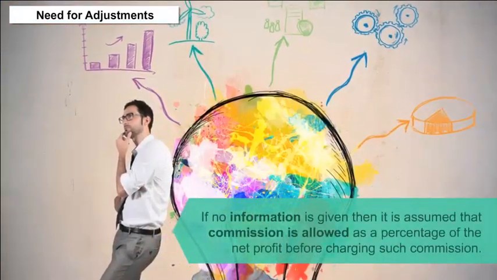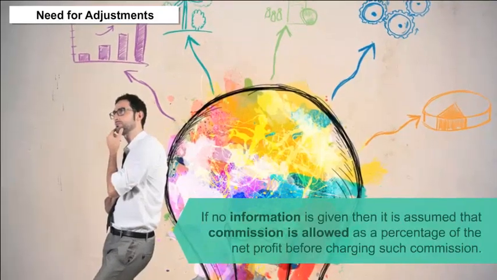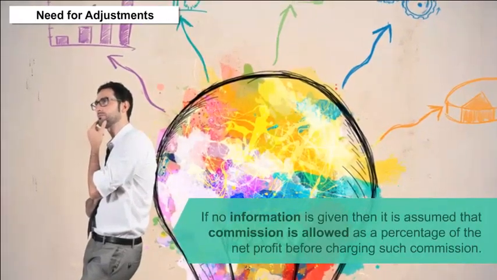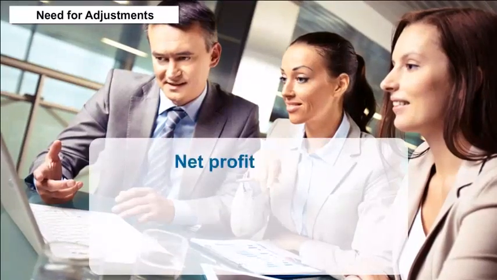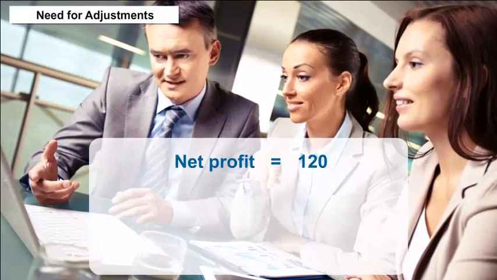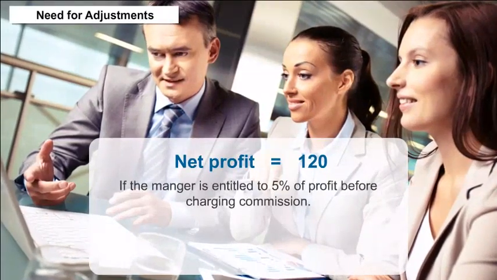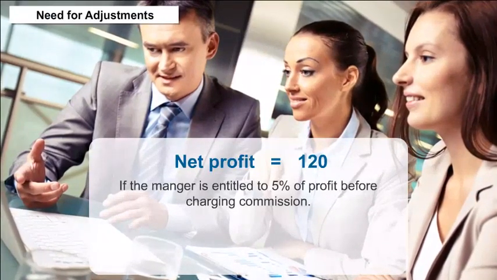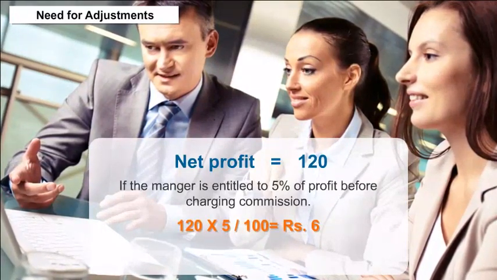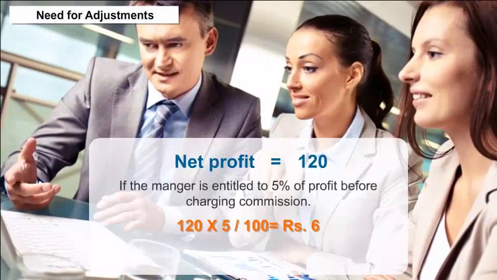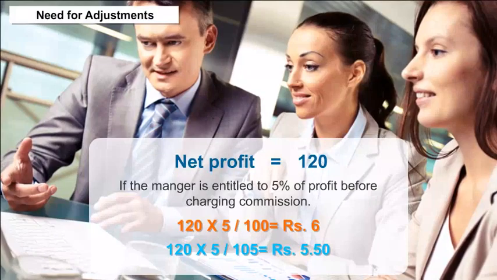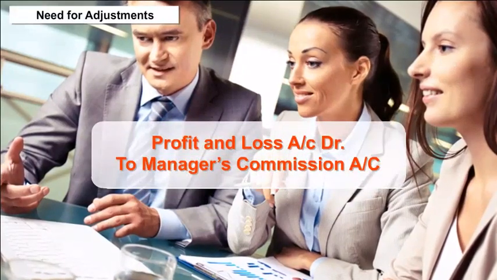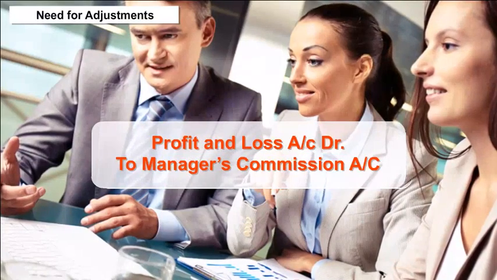If no information is given, then it is assumed that commission is allowed as a percentage of the net profit before charging such commission. For example, net profit of a business is 120 before charging commission. If the manager is entitled to 5% of profit before charging commission, then the commission will be calculated as follows. In case the commission is 5% of profit after charging such commission, the commission will be calculated differently. The entry for manager's commission would be: profit and loss account debited to manager's commission account.